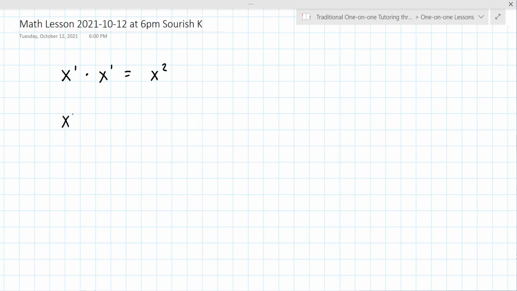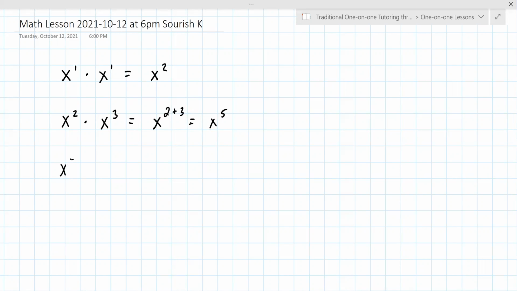How about x squared times x to the third? Do you know what that is? You actually add the numbers. It's 2 plus 3, so it's x to the fifth. X to the fifth, yeah.